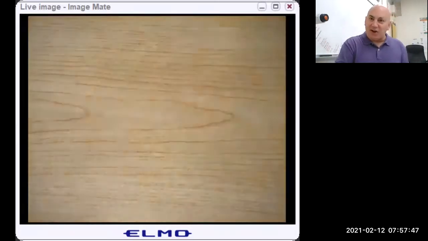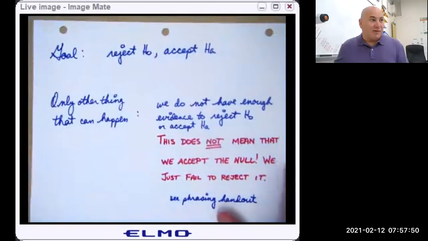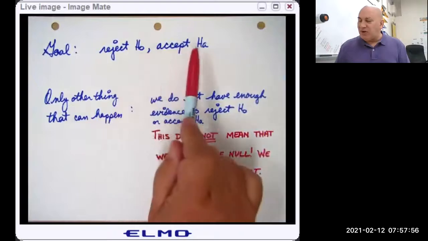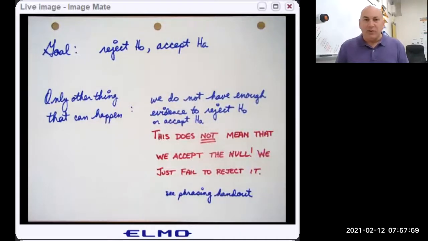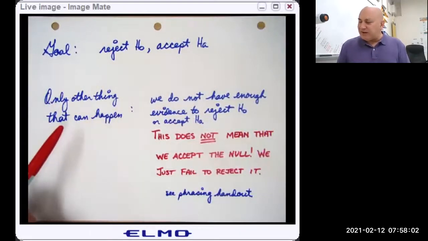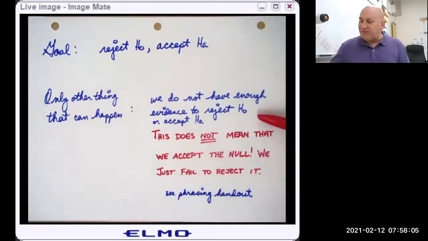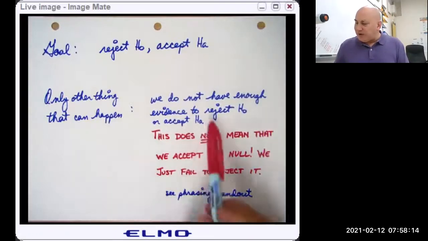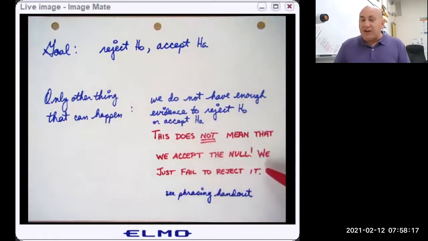So let me put that in other terms. Our goal in hypothesis testing is to reject the null and conclude that the alternate is true. Failing that, the only other thing that can happen is that we don't have enough evidence to reject the null or to accept the alternative. Rejecting the null means you accept the alternative. If we don't have enough evidence to do that, it doesn't mean we accept the null. Never, ever, ever write that. You'll lose many points for that. We just fail to reject the null.